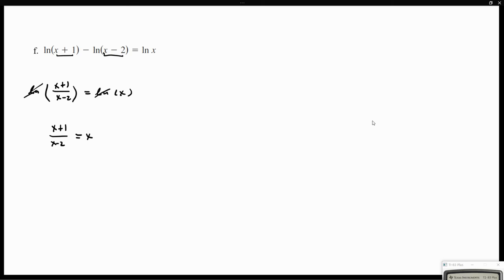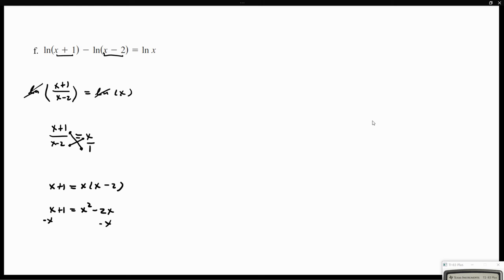So this x, I'm just going to put over 1. The reason why I'm going to put over 1 is because that doesn't change the meaning, but now I can think of this as if it was cross multiply. So I'm going to get x plus 1 times 1, well that's x plus 1, and that's going to be equal to x times (x minus 2). So that's equivalent to x plus 1 equals x squared minus 2x.